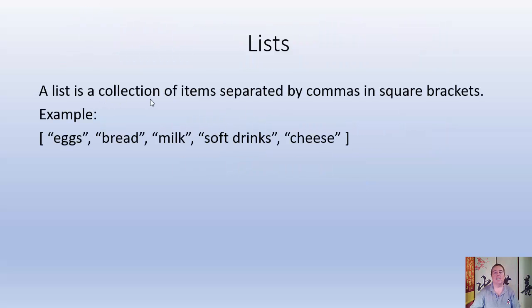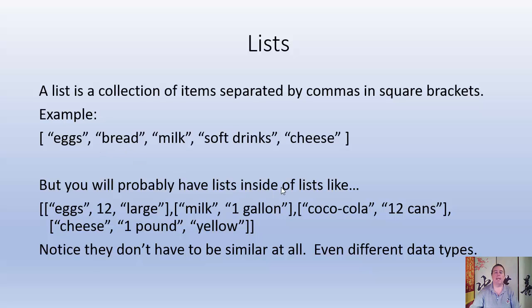A list is just a collection of items separated by commas in square brackets. Example, this could be your list. Shopping list, okay? Eggs, bread, milk, soft drinks, cheese. Notice each one is separated by a comma, and if there's strings, you put them in quotes. Integers, you just leave it as numbers, okay?